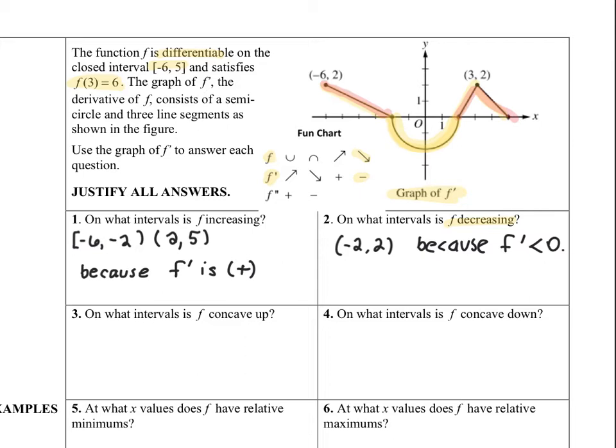Question 3 is asking where is f concave up? This is a new type of question for us. If I look in my fun chart, I can see f is concave up is this picture right here. What I'm looking for in an f prime graph, because this is an f prime graph, is f prime doing this, increasing, literally increasing.